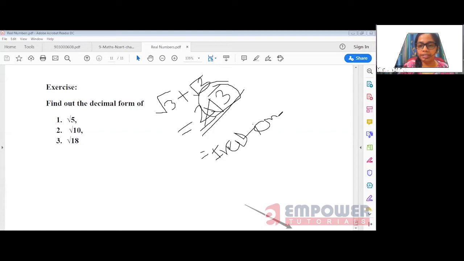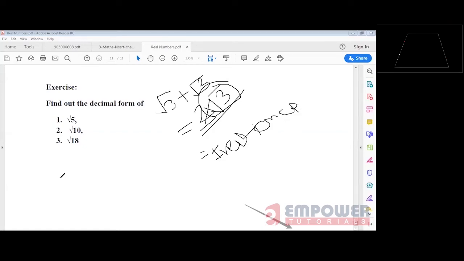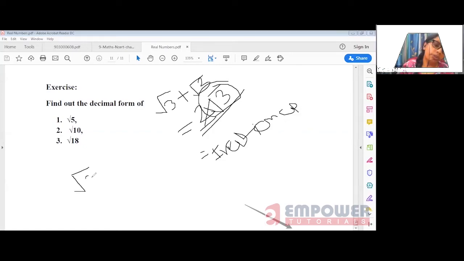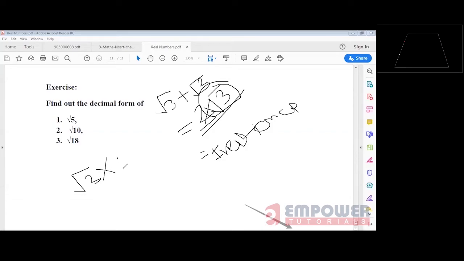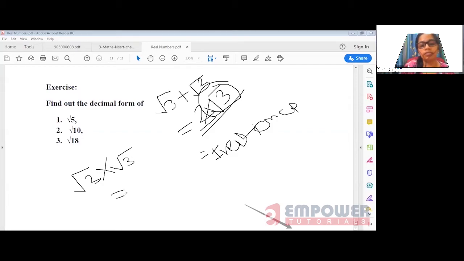Am I right? Yes, ma'am. But what if I am multiplying root 3 into root 3? So what will be the answer of this? Is it a rational number or an irrational number?